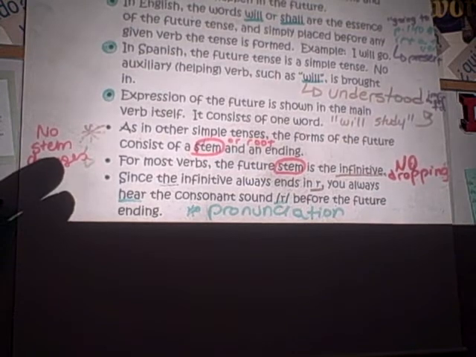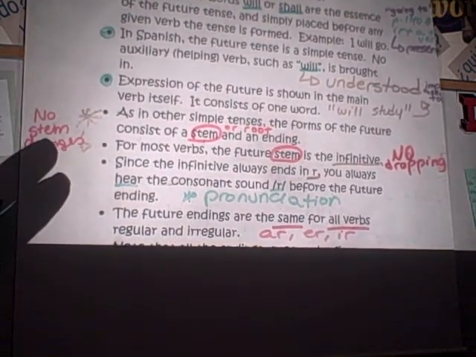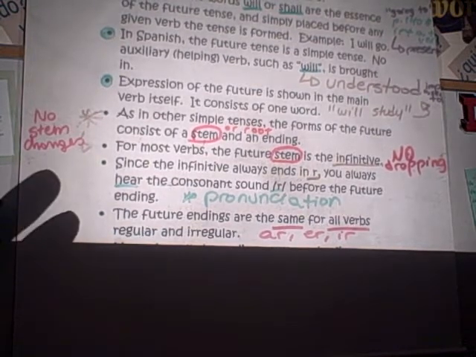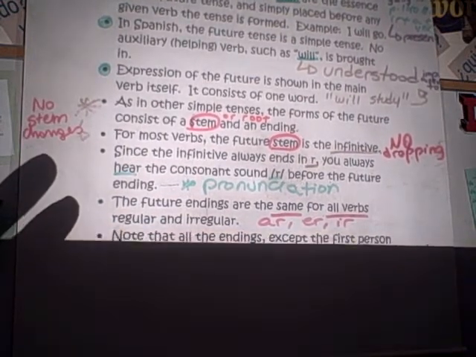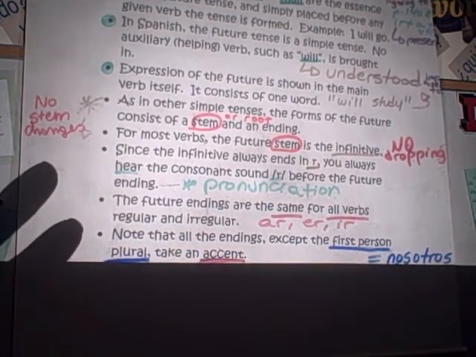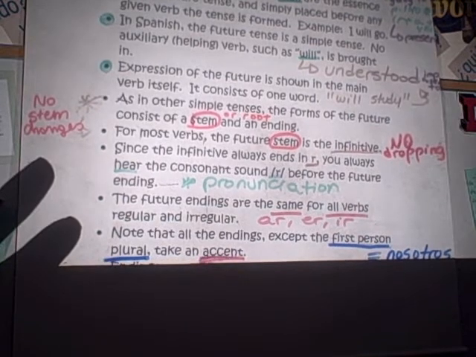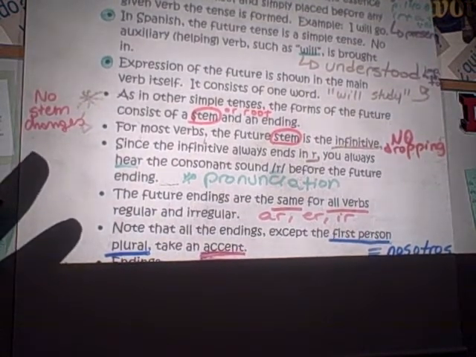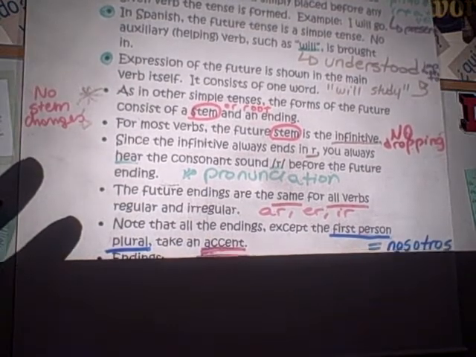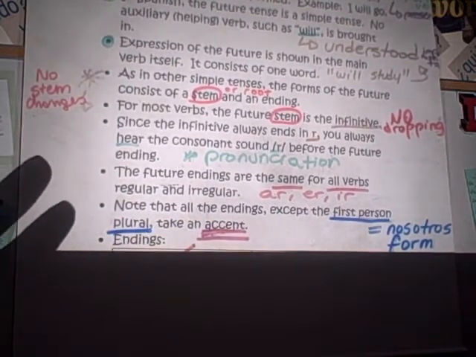All right, and the good news is that we have the same endings for all verbs, AR, ER, and IR. One box fits all. I'm going to show you the endings here in a minute, but I want you to note that the first person plural, which is a fancy term for what? First person on the plural side is We. The we, de nosotros. Okay? That one is the only one that takes an accent.